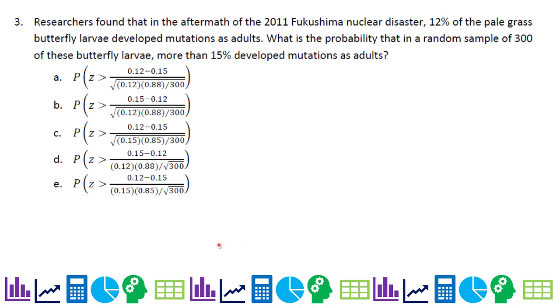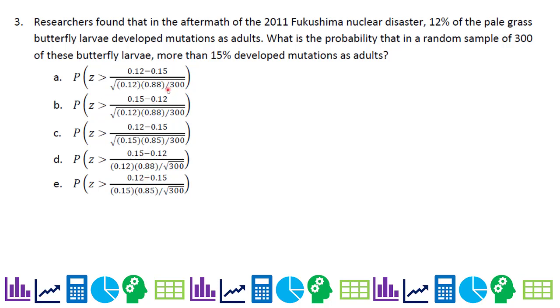Number 3, researchers found that in the aftermath of the 2011 Fukushima nuclear disaster, 12% of the pale grass butterfly larvae developed mutations as adults. What is the probability that in a random sample of 300 of these butterfly larvae, more than 15% develop mutations as adults? So the cool thing here is they have a z-score. Z-scores are true for any distribution.